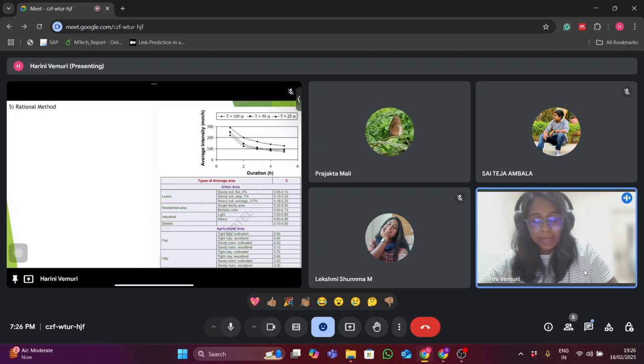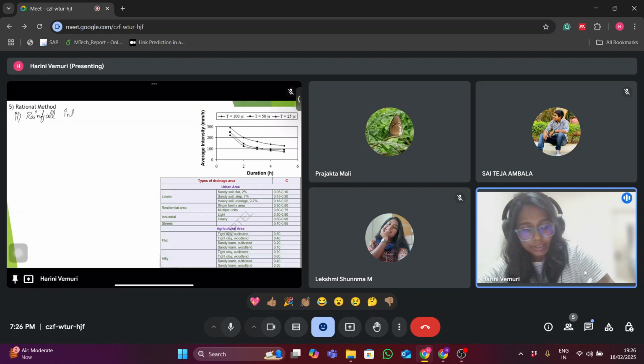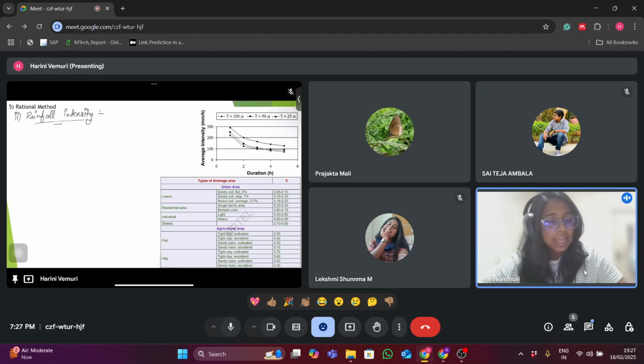Also, the next parameter involved in this rational method is the intensity of rainfall. How to calculate the intensity of rainfall? In the first week, we discussed that if we have the return period and also the duration of the storm, then based on the IDF curves, we can estimate the rainfall intensity. So suppose for a 100-year return period, this is the curve, and for a 2 hour duration, what will be the rainfall intensity? It is 200 mm.